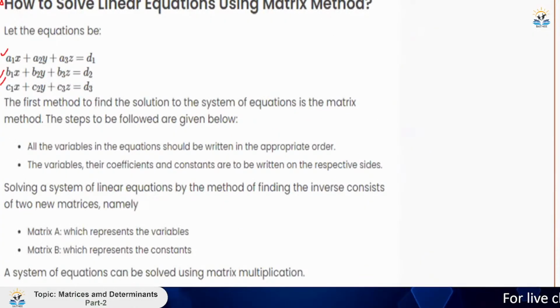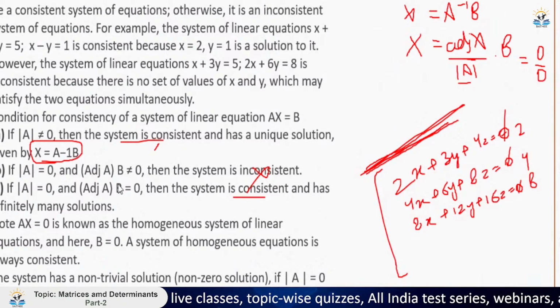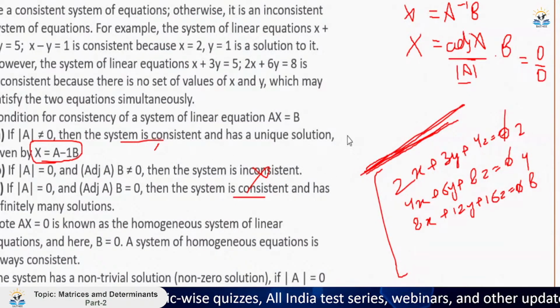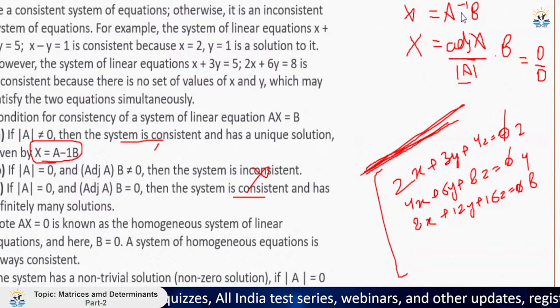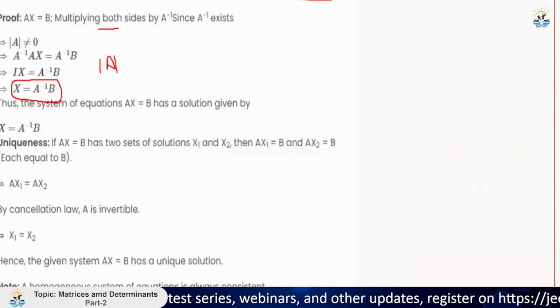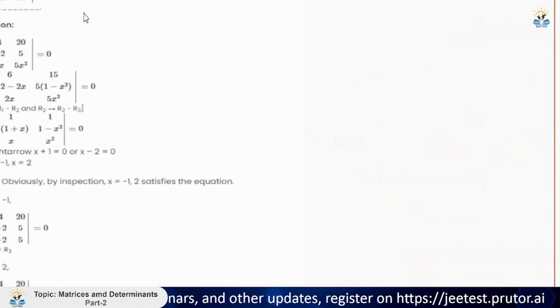I told you how to calculate the adjoint and how to solve simultaneous equations using the matrix method. This is very important for JEE Mains, especially how to solve linear equations. Then the system of consistent equations we also studied yesterday, where we tried to solve three linear equations by using the formula x equal to A inverse B, where A inverse is adjoint A upon det A. So all these things were important. Now let's start with some new questions.